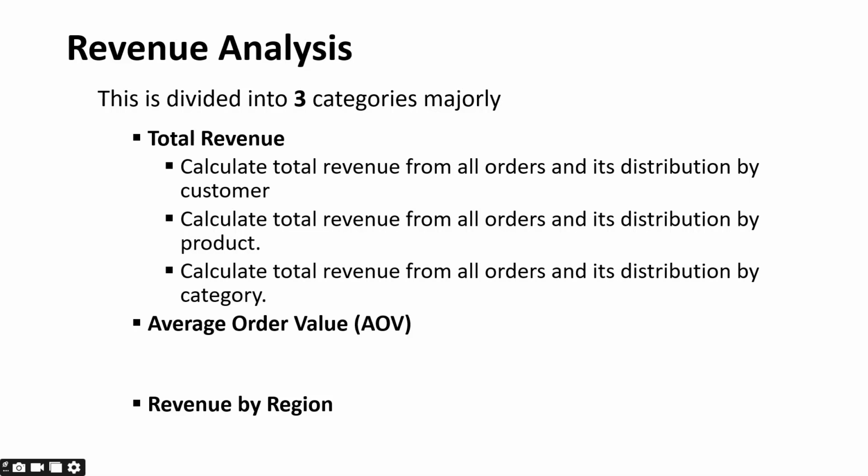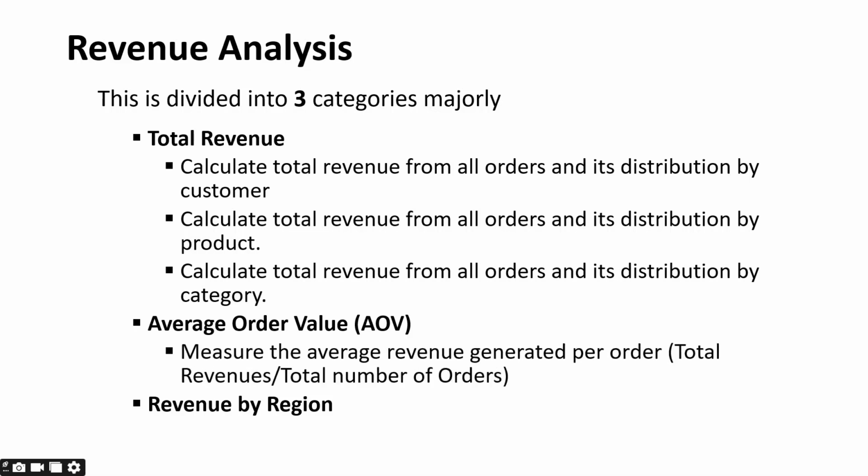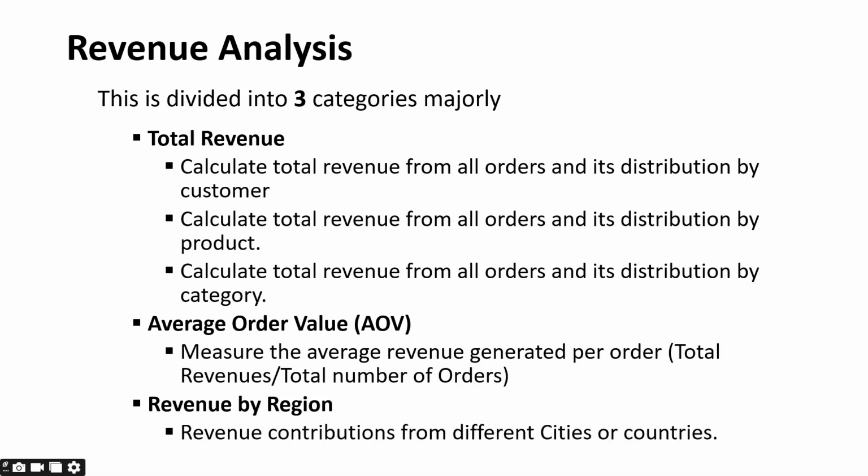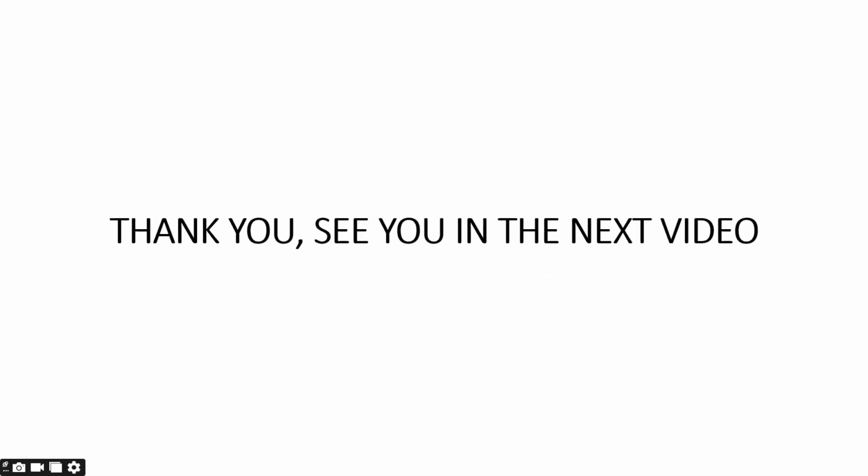For average order value, we are going to measure the average revenue generated per order. That's the total revenue divided by the total number of orders. And for revenue by region, we are going to calculate the revenue contributions from different cities or countries.